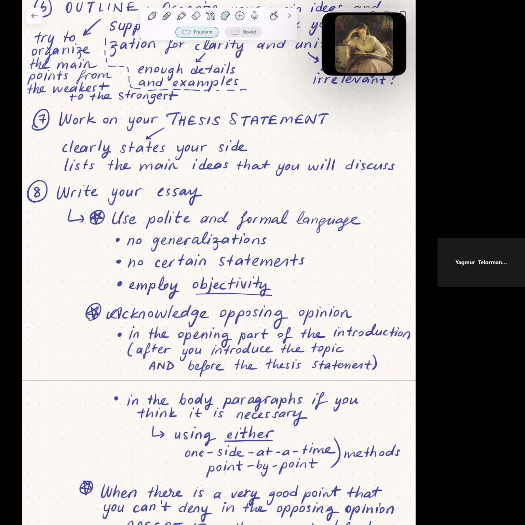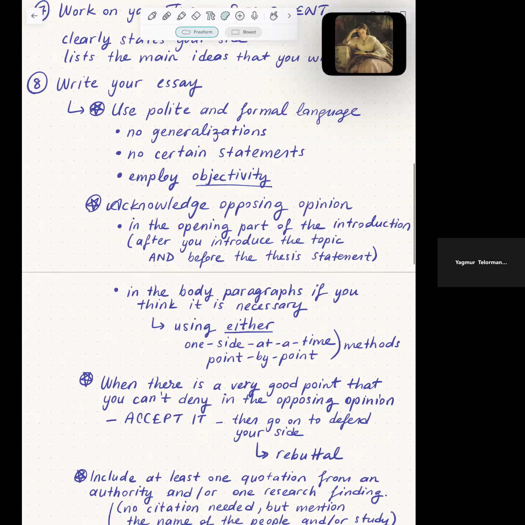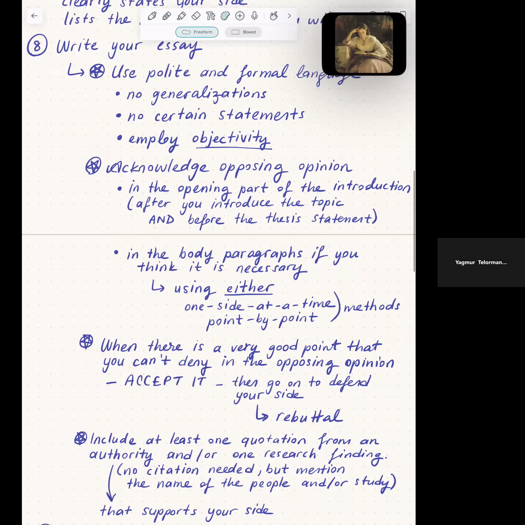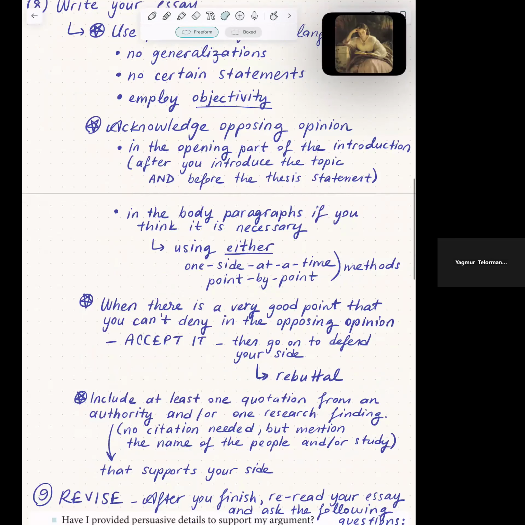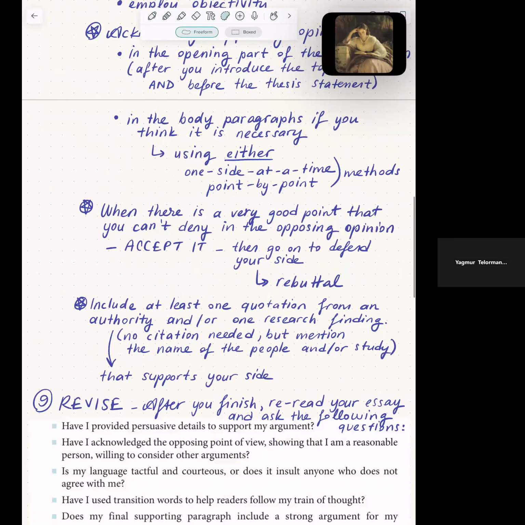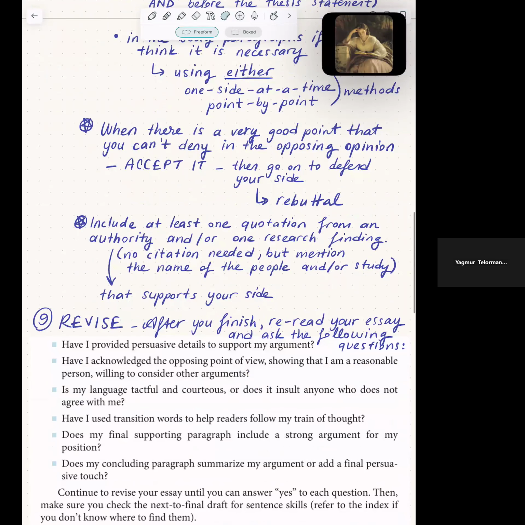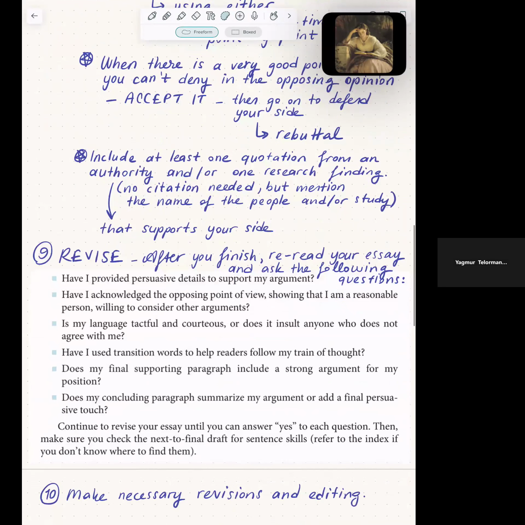Use polite and formal language, as I already spoke about. Acknowledge opposing opinion. And when there is a very good point that you can't deny in the opposing opinion, accept it, then go on to defend your side, and include at least one quotation from an authority and/or one research finding that supports your side.